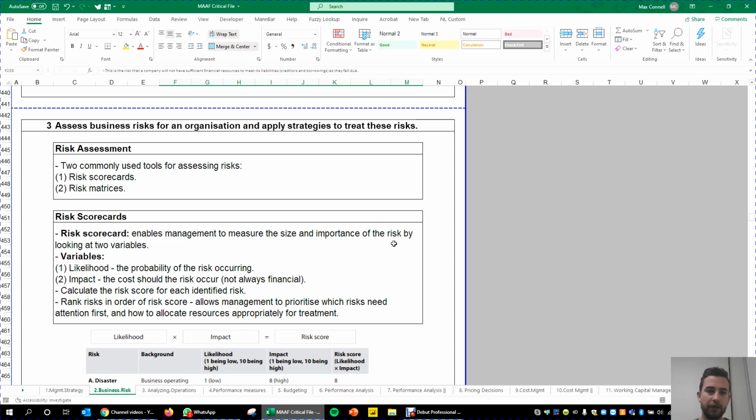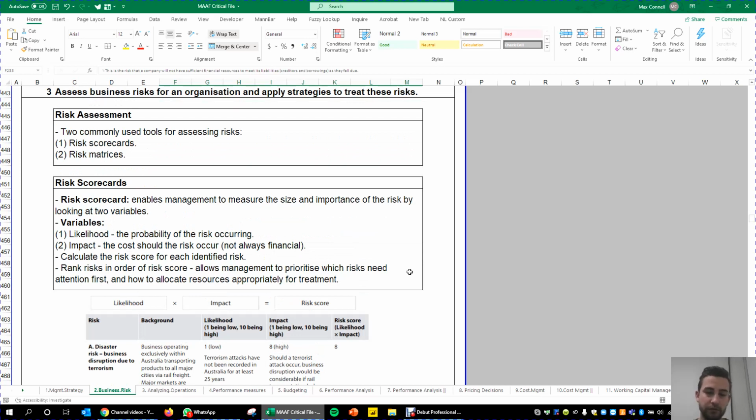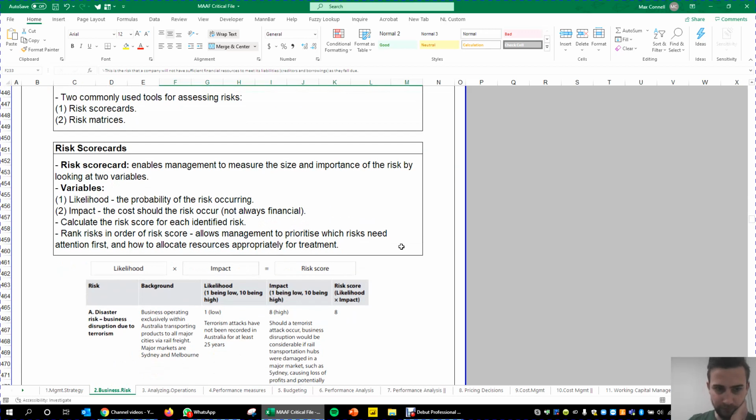Okay, now we're up to part three, which is assess business risks for an organization and apply strategies to treat these risks. So there's two commonly used tools for assessing risks, and this is when it actually starts becoming useful, and you might get an exam question on this. So two commonly used tools for assessing risk. Number one are risk scorecards. Number two, risk matrices. Now you might get a question where you actually have to fill out one of these two tools for a particular case study. So they'll give you background information, and then you have to identify all the risks and allocate a risk score, and so forth. So the first one we're going to talk about is the risk scorecard.